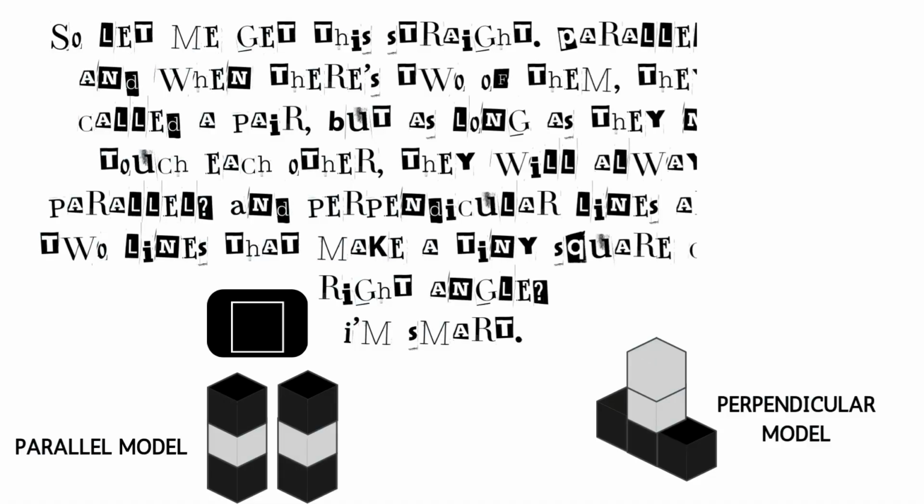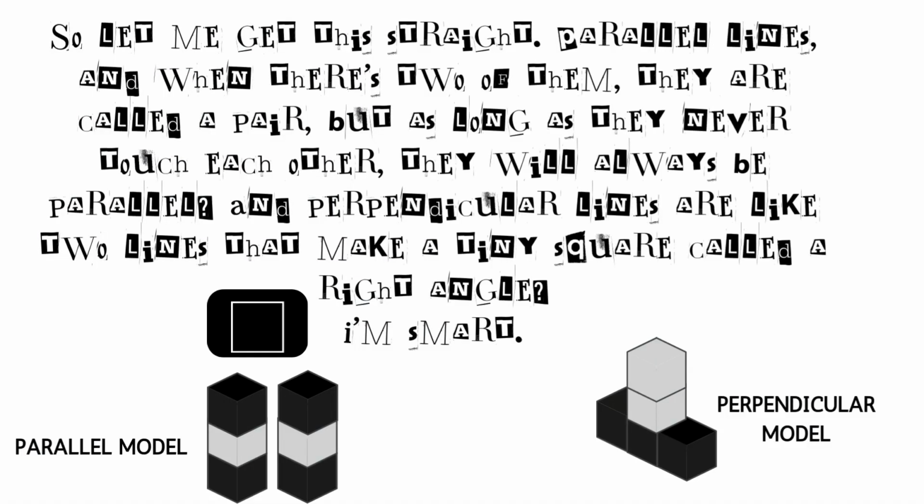This is perpendicular. They both meet and make a sharp 90-degree angle, or the tiny square you see for right angles. So, let me get this straight. Parallel lines, and when there's 2 of them, they are called a pair, but as long as they never touch each other, they will always be parallel. And perpendicular lines are 2 lines that meet and make the tiny square called a right angle.